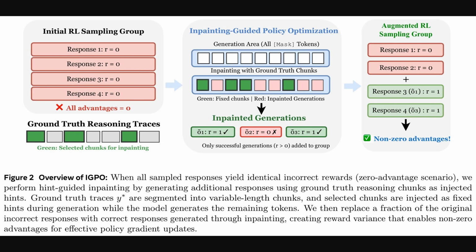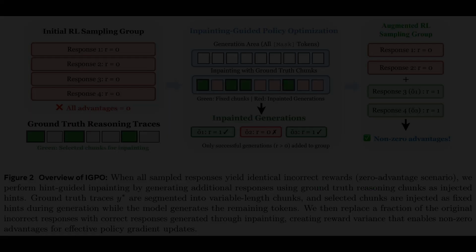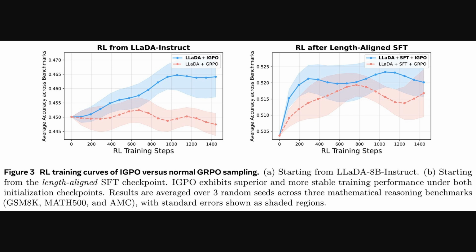Alright, the previous figures set up the training pipeline. Figure 2 explains how zero advantage groups get fixed through hint-guided inpainting. The left block shows an all-wrong sampling group with advantages equal to 0, which means the gradient vanishes. The middle block injects selected ground truth chunks as fixed hints, while the diffusion model inpaints the remaining tokens, so some generations become correct. The right block augments the group with those verified correct inpainted responses, restoring reward variance and enabling non-zero advantages.